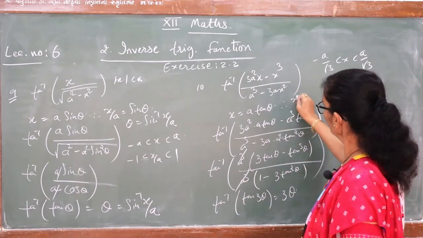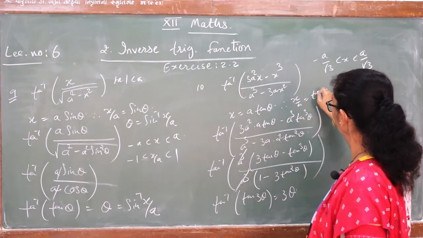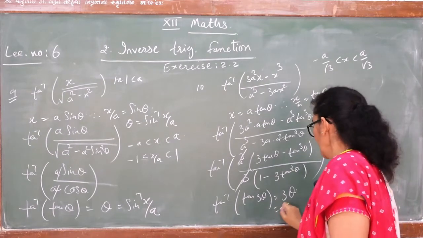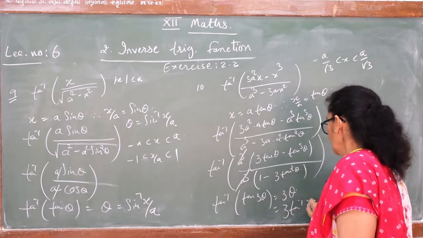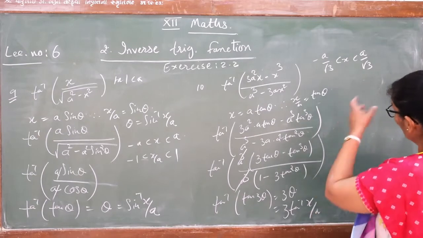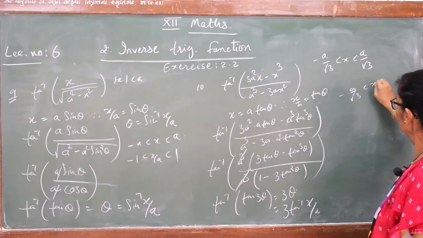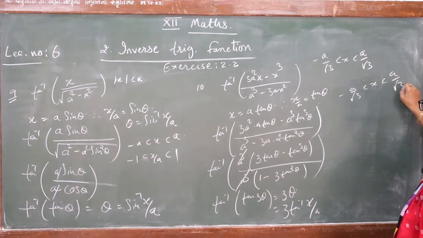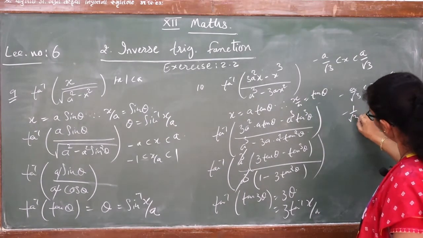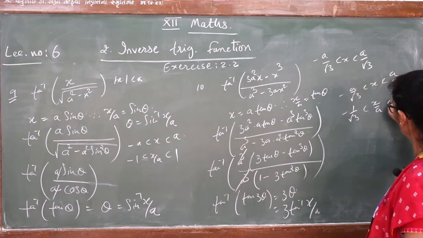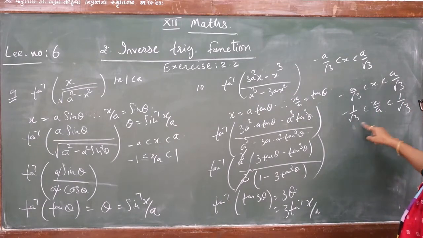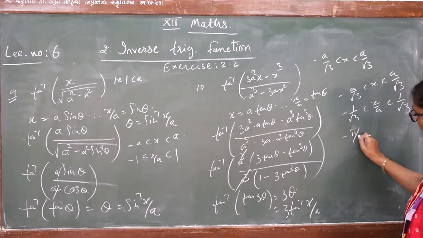Now here we can take x upon a equals tan theta, so theta will be tan inverse x upon a. Now we can check our interval also. Minus a by root 3 less than x less than a by root 3, divide by a. So minus 1 by root 3 to x upon a to 1 by root 3, which gives minus pi by 6 to plus pi by 6.